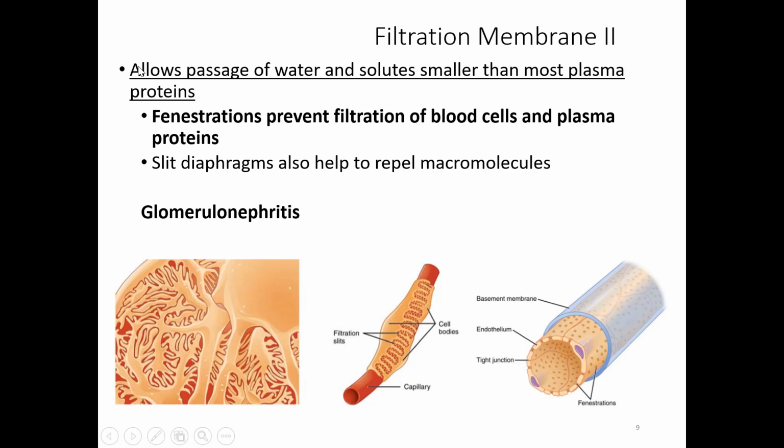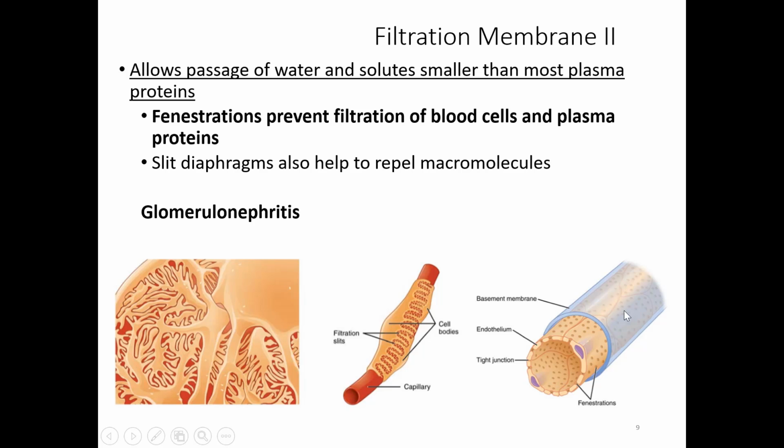Okay, so filtration membrane allows passage of water and solutes. They should be smaller than most plasma proteins. Fenestrations, here they are, prevent filtration of blood cells and plasma proteins. And those slit diaphragms right here also help to repel macromolecules, large molecules.